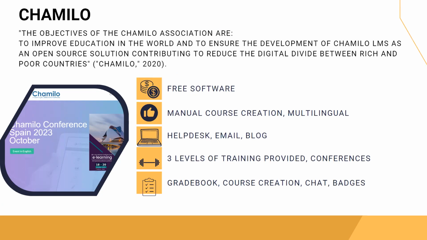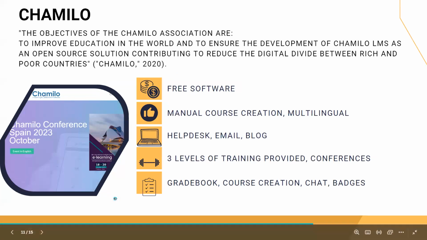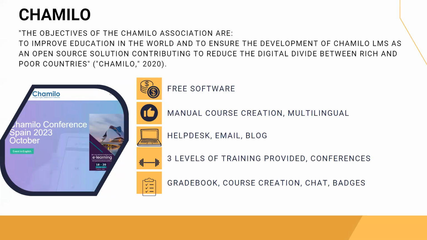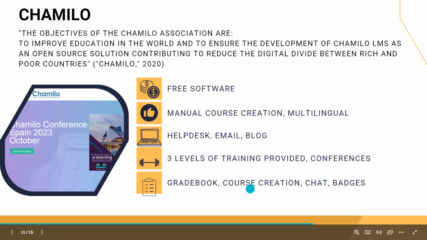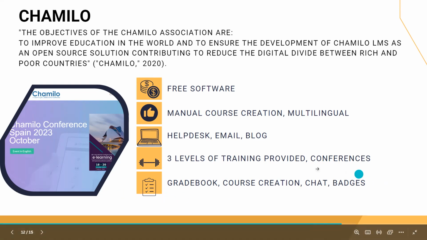And there are 3 levels of training. The levels consist of instructor, learner, and developer. And as you can see from the screenshot, there are conferences related to e-learning that Chameleon hosts. There is a gradebook feature, course creations, chats, and something interesting, badges that the learners can accrue.